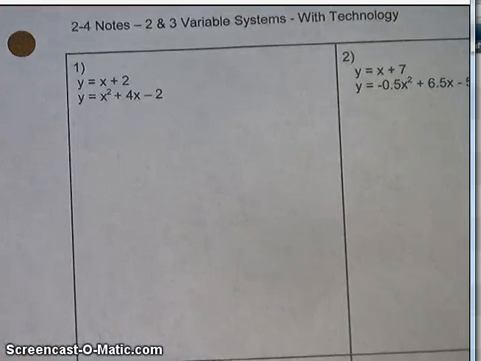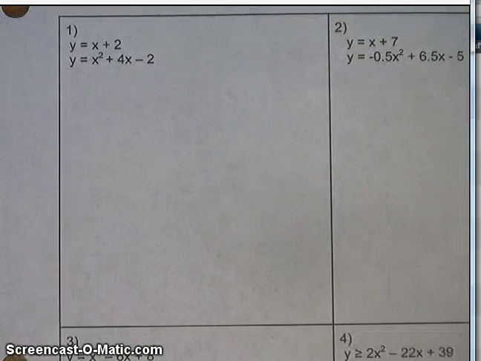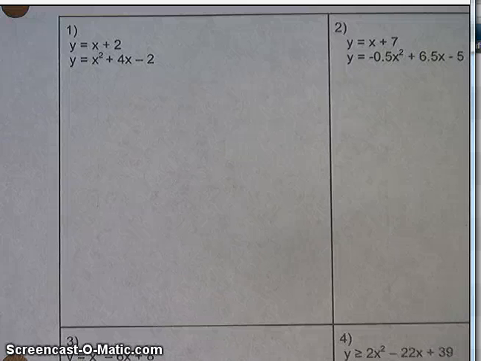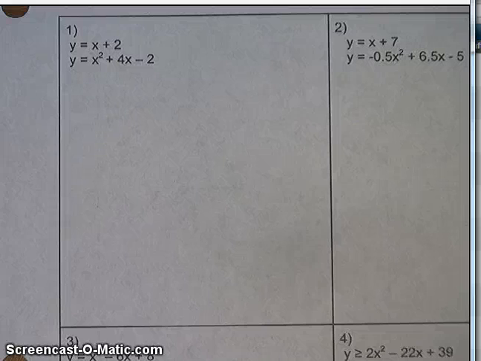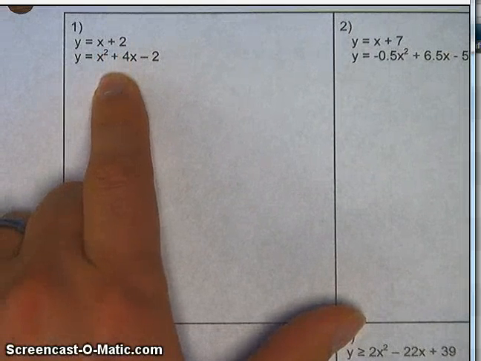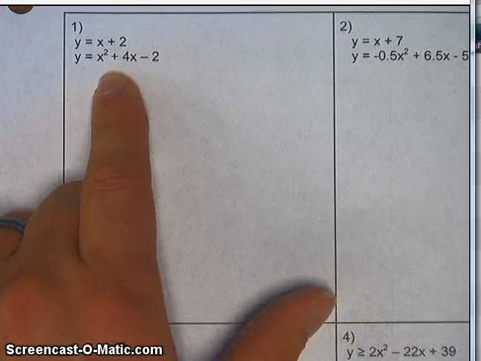Something else I want to show you. Stuff like this. This is just 2 equations. y equals x plus 2 and y equals x squared plus 4x minus 2. Now we can't use matrices here because those matrices only work with linear equations. This first one's a linear, but the second one's a quadratic. When we have the squared term, we're going to have to do something else.